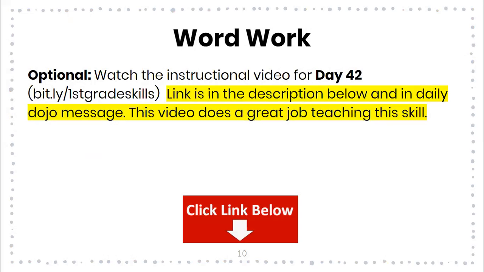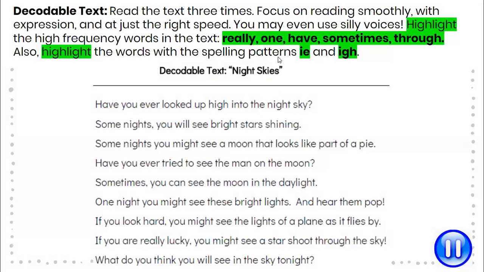Word work. Please watch the video for day 42, linked below in the description box. Today is the day of the decodable text. You will read the text called Night Skies 3 times. Focus on reading smoothly with expression and at just the right speed. You could even use silly voices.